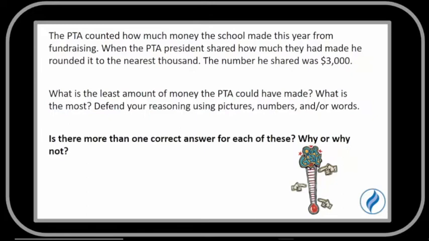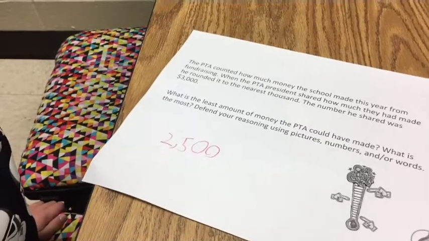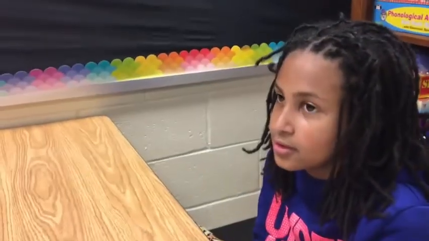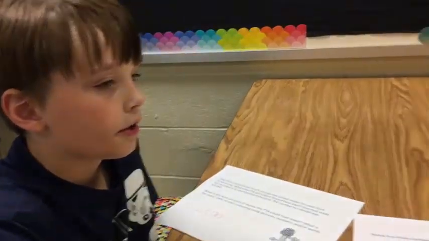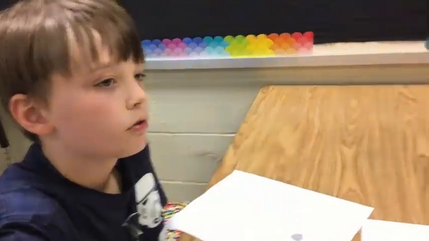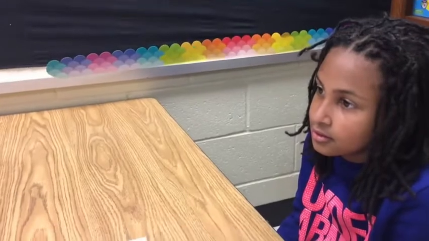He rounded the number to the nearest 1,000. What is the least and most amounts of money that could have been raised? So what's the least amount of money the PTA could have made if they rounded to 3,000? 2,500. Okay. Can you guys think of other numbers that could round to 3,000? 2,600. Anything else? 2,700. 2,900. 2,800. Is there anything larger than 3,000 that could round to 3,000?